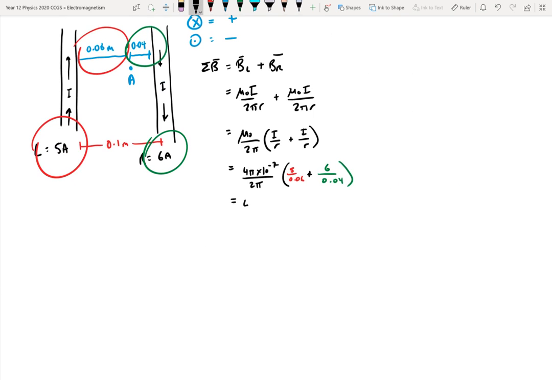4.67 times 10 to the negative 5. And it's got a direction, will go into the page. Okay?